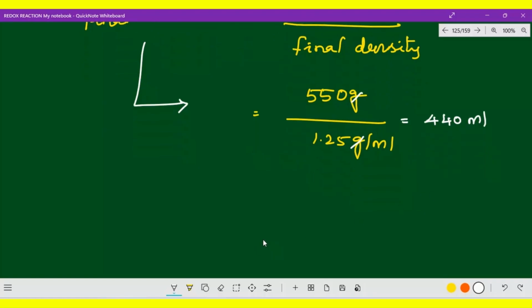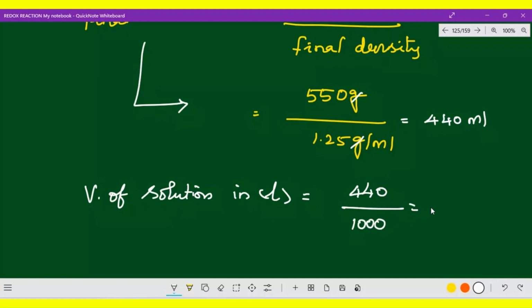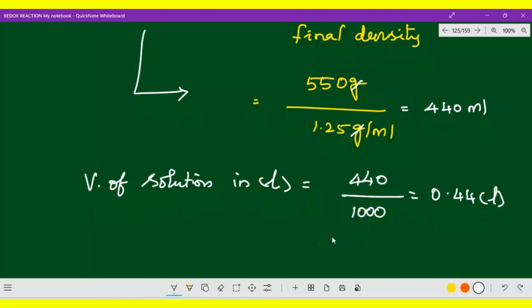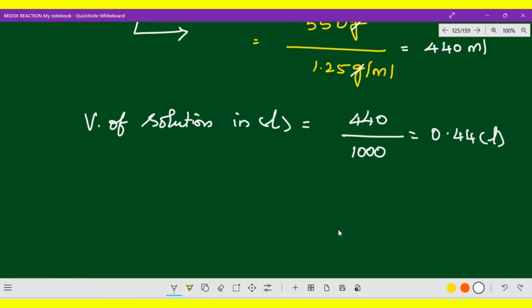The volume of solution, you have to convert it into liter. So how much is it? 440 divided by 1000. So you will get 0.44 liter. Now here we have to identify the molarity finally.